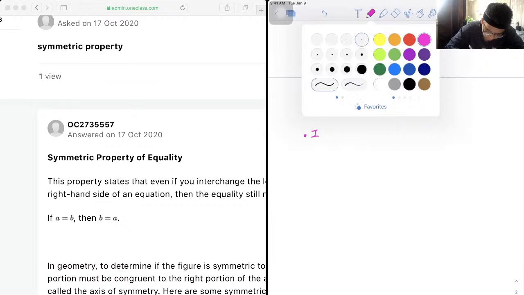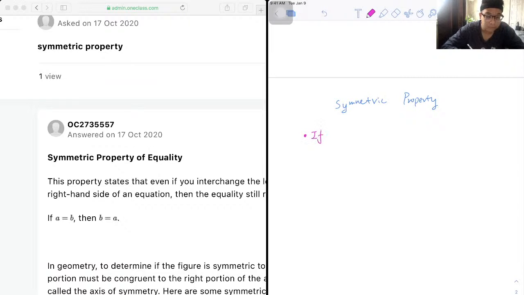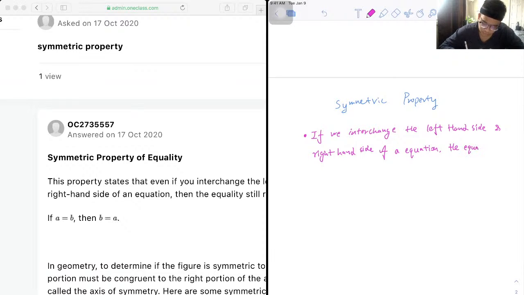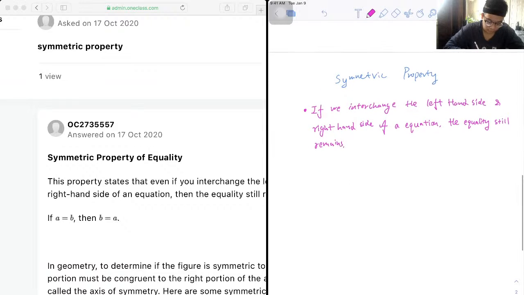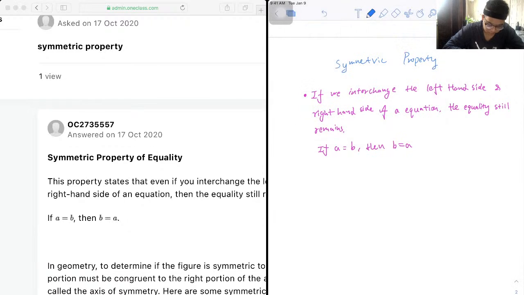So if we interchange the left hand side and the right hand side of an equation, the equality still remains, which means if A is equal to B, then B is equal to A, right?